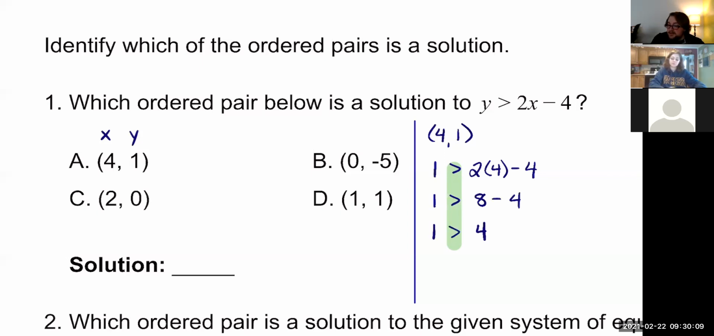So what I'm left with is a statement that reads 1 is greater than 4. True or false? False. So guess what? That ordered pair is not a solution. It resulted in a false statement, so I can cross A off my list.